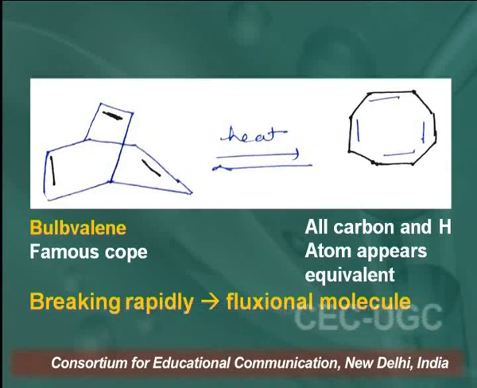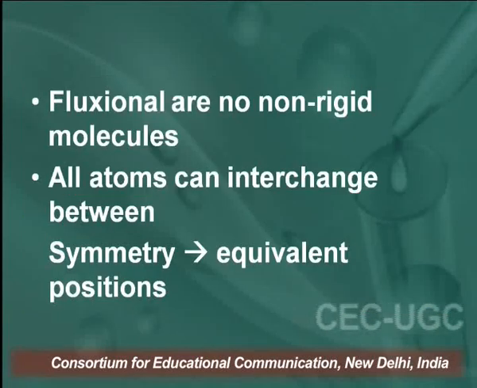So what happens here in bullvalene? Learners, on heating it converts into fluxional molecules. It rearranges rapidly, and in fluxional molecules all the carbon and hydrogen atoms appear equivalent.